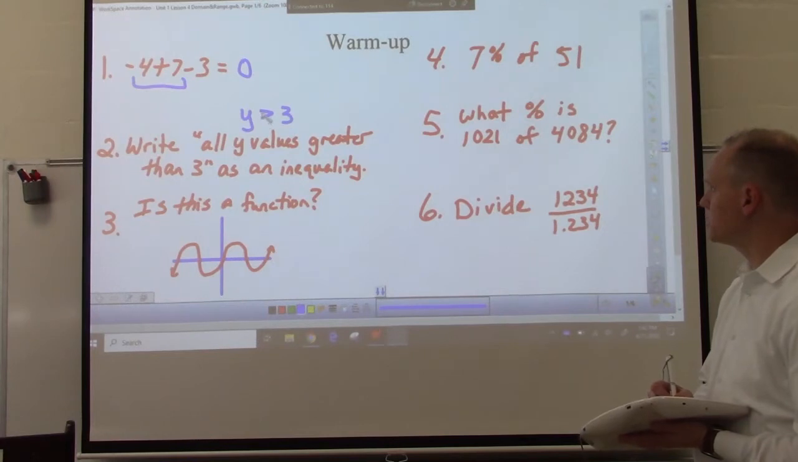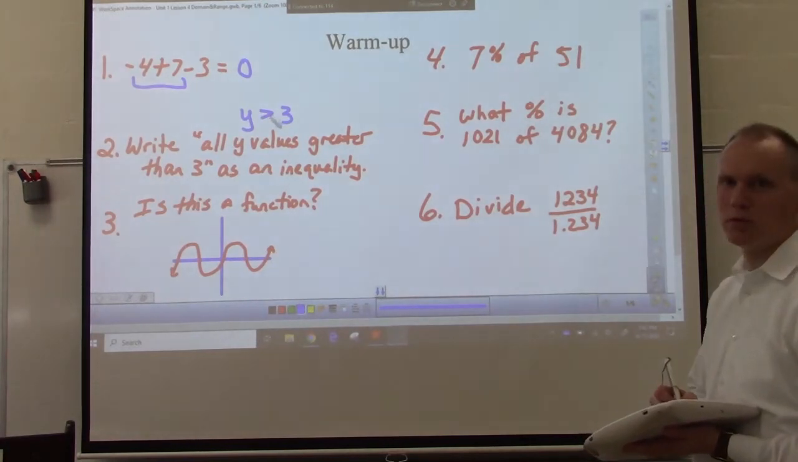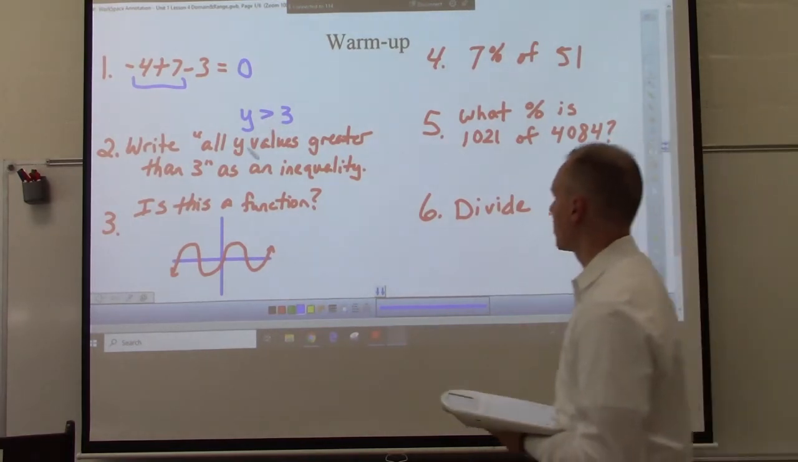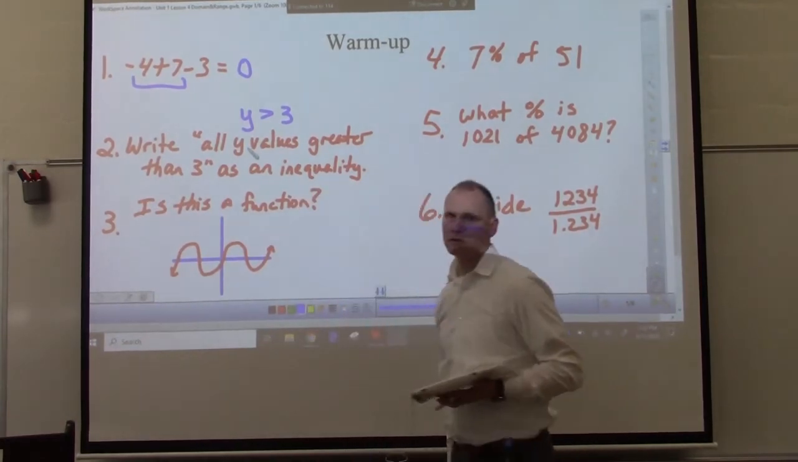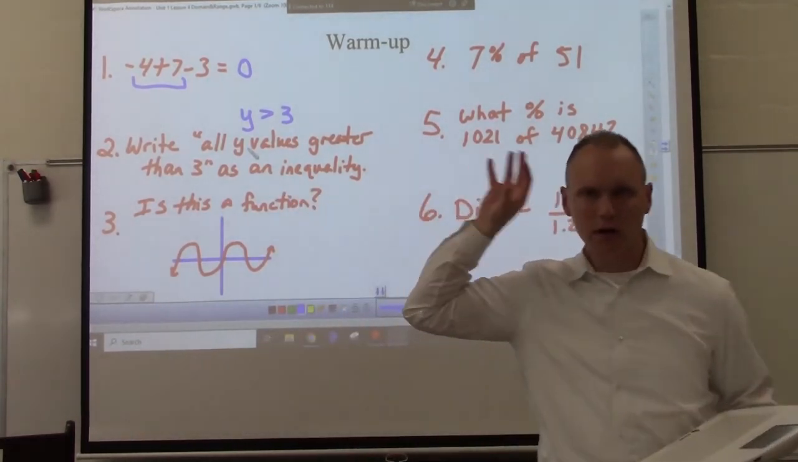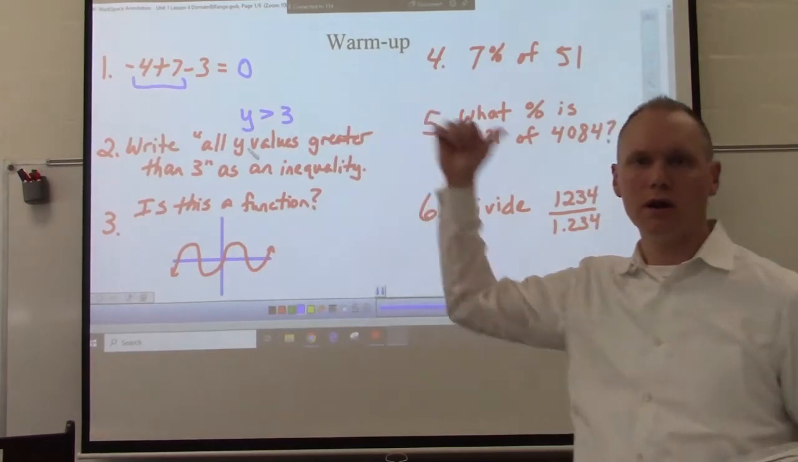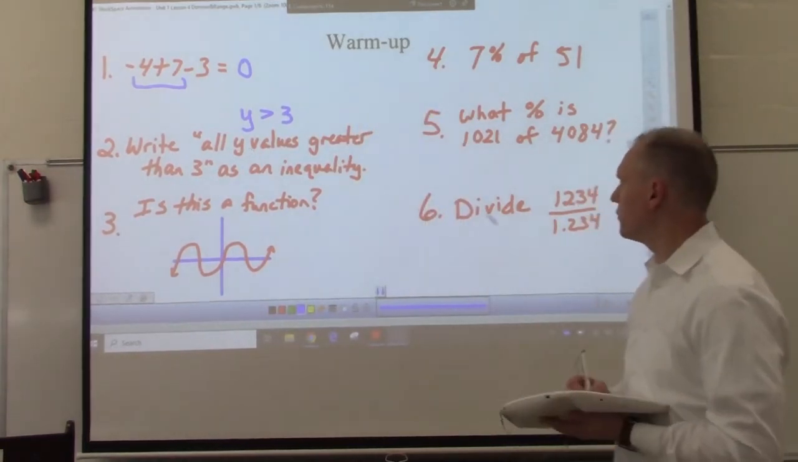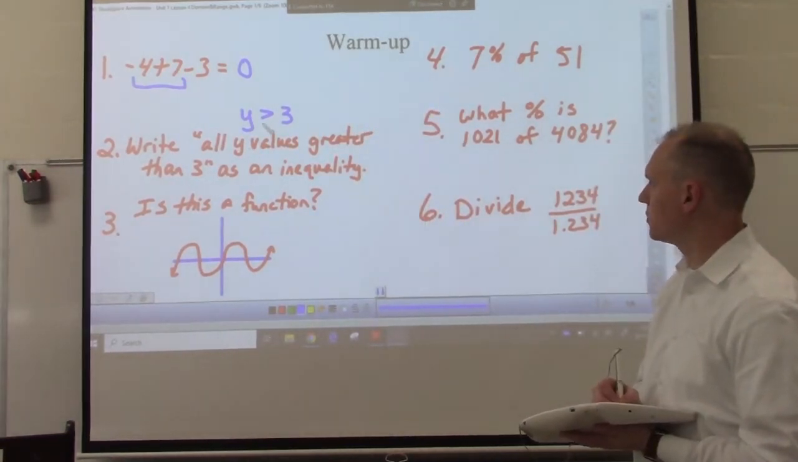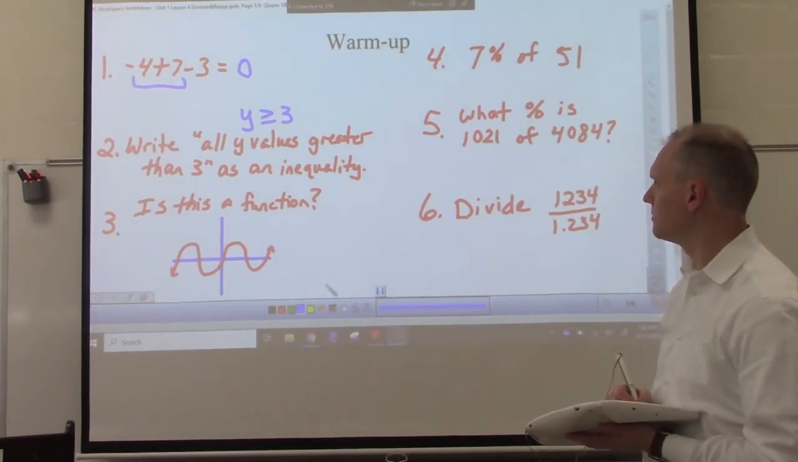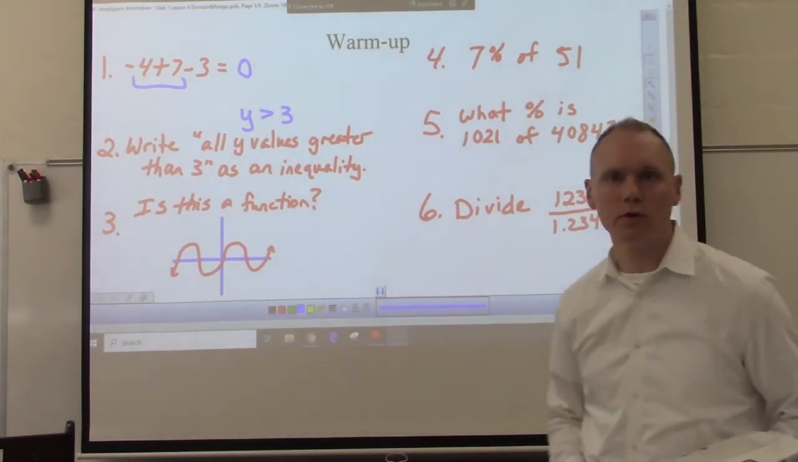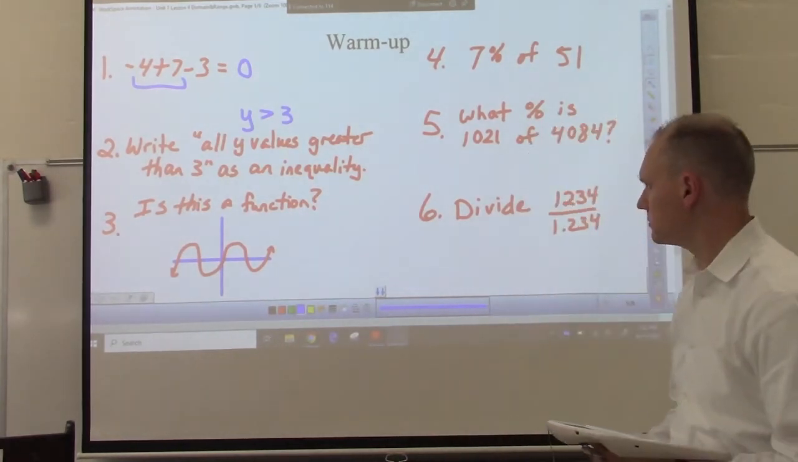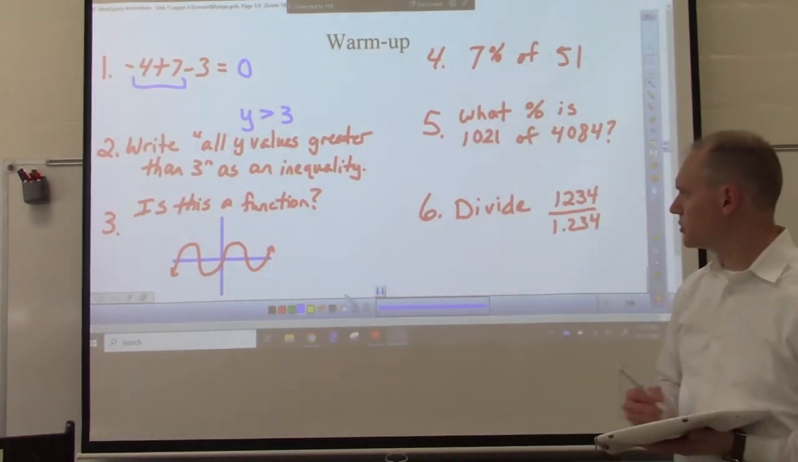So the distance between these two endpoints is greater than the distance between these two endpoints. So you can see that y is greater than 3. It's saying that the quantity on that side is greater than the quantity on this side. If we wanted it to be greater than or equal to, we would do that. I just wanted to remind you of the inequalities because we're going to be working with those a little bit today. Number 3, is this a function?